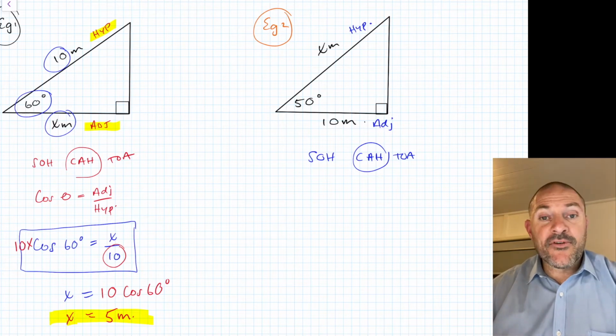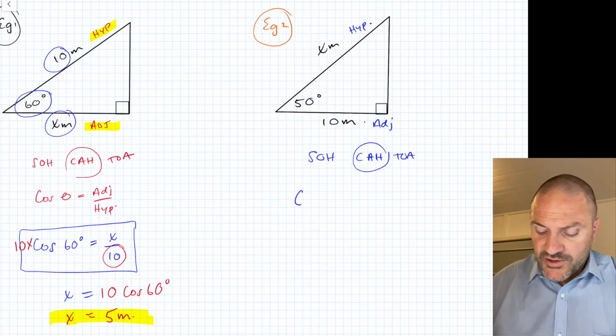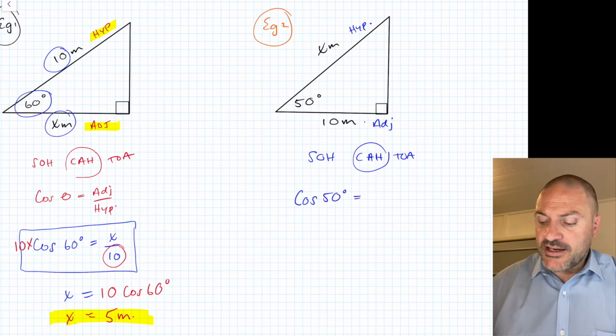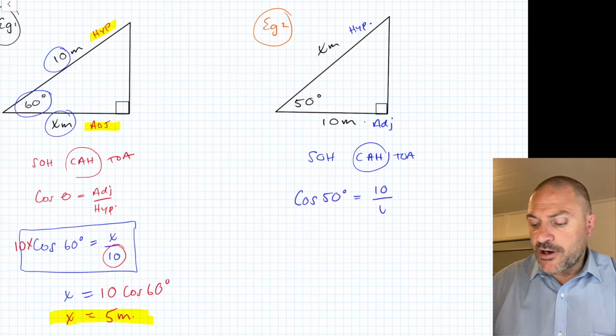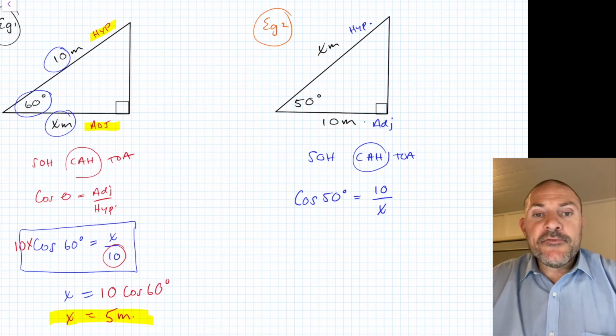So first step, label the sides. Second step, find the rule. Third step, let's now apply it. I'm going to apply it straight away because we just used the cos rule. So cos 50 degrees is equal to my adjacent over my hypotenuse of x. Can you now figure out perhaps why this rule is slightly more challenging?